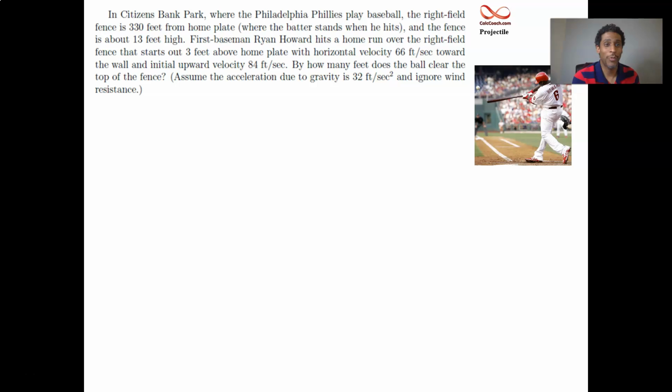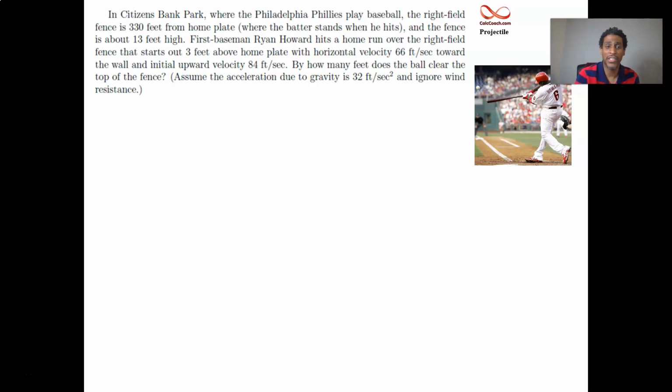Anyway, we know the initial height, but when it comes to velocity, we don't know the initial speed. It's kind of strange. We know it in pieces. We know the horizontal velocity, and we know the upward velocity. We don't know the launch angle.